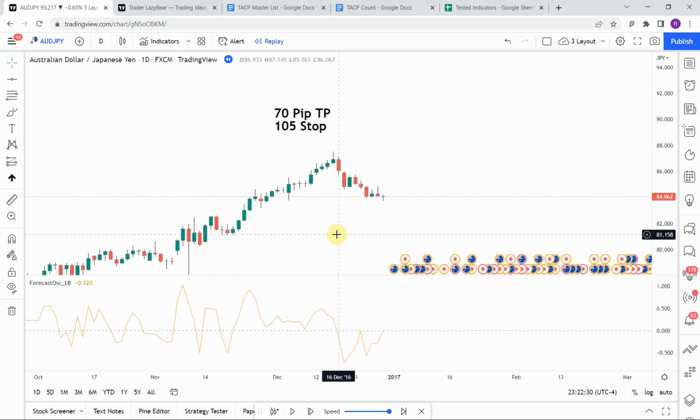Today we will be testing the Forecast Oscillator.